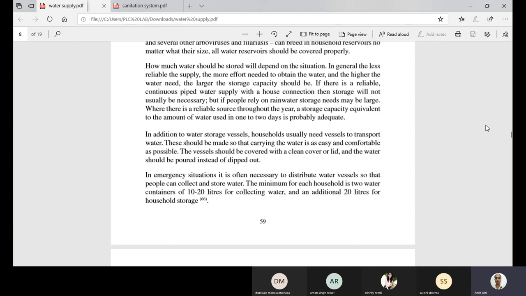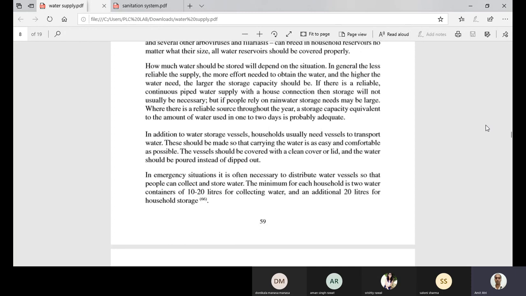If there is a reliable, continuous piped water supply in the house connection, then the necessity of storage reduces. In other cases, like rainwater harvesting structures, storage is needed. Large storage could be needed there, depending on that. In the present day, we are not solely depending on rainwater for domestic purposes, but still, at a large scale, rainwater can be accumulated somewhere.